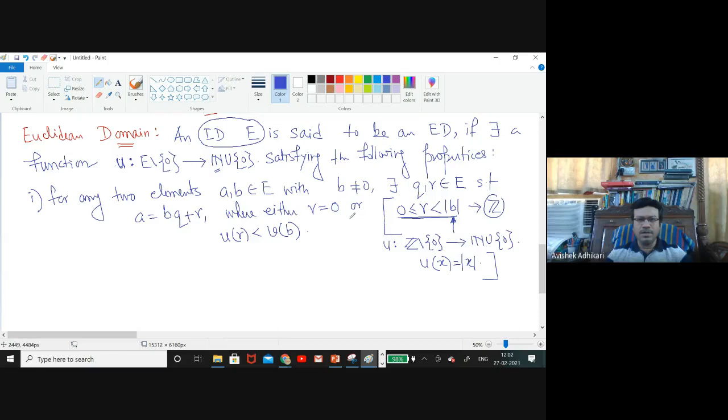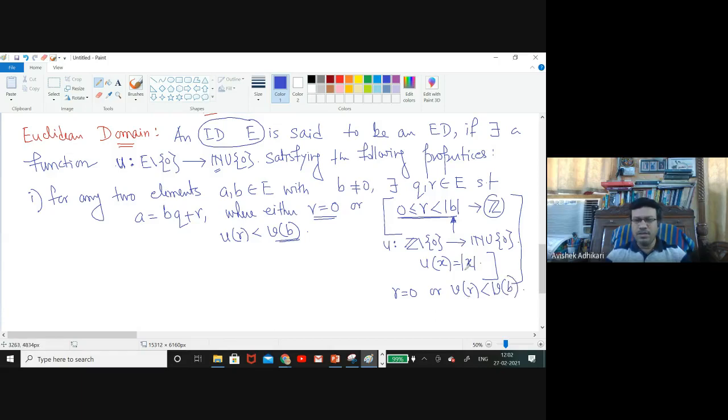So have a look at this. I have made it in two parts. One is R equal to 0, or if R is not equal to 0, the valuation is only defined for non-zero elements of E. That's why if R equals 0, you cannot apply the valuation function. So if R is not equal to 0, then you can apply the valuation of R, and that valuation of R must be strictly less than the valuation of B. That is important. Now think about Z. In terms of Z, we can write either R equals 0 or the valuation of R should be strictly less than the valuation of B.